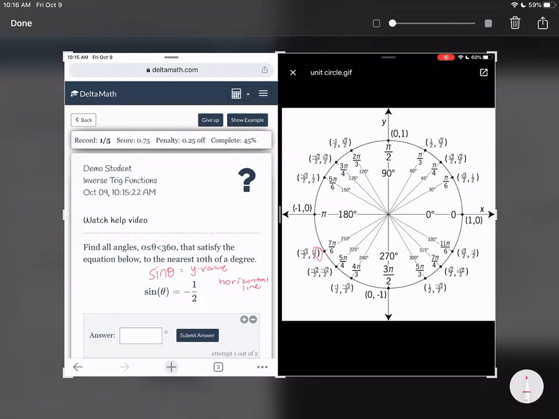So I found a -1/2 here. Sorry, I meant to say -1/2 because it's a negative. And I'm going to draw this horizontal line, see where else it hits. Right over there, you find another y value of -1/2. And then you can just read it off the unit circle. We have 210 and 330. These are the two spots on the unit circle where you have a y value of -1/2. Any questions on this one?